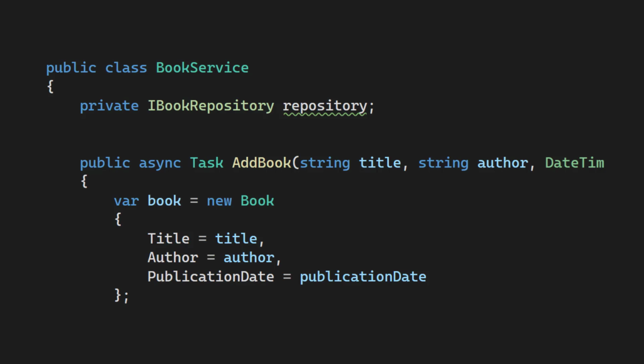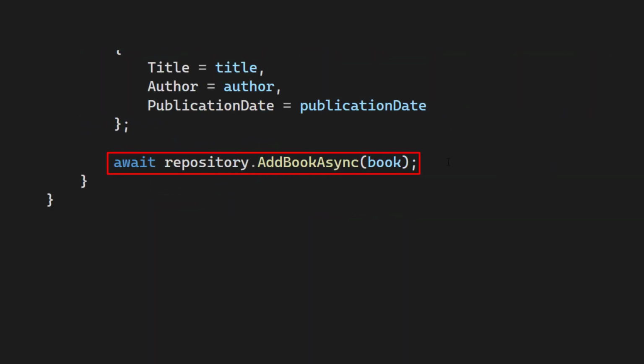Then if we go to the book service class, we see it contains a reference to this IBookRepository abstraction. And inside the addBook method, it calls this interface's addBookAsync method. Now, this won't work just yet because we cannot invoke a method on an interface without providing any actual implementation. We will come back to this in just a bit.